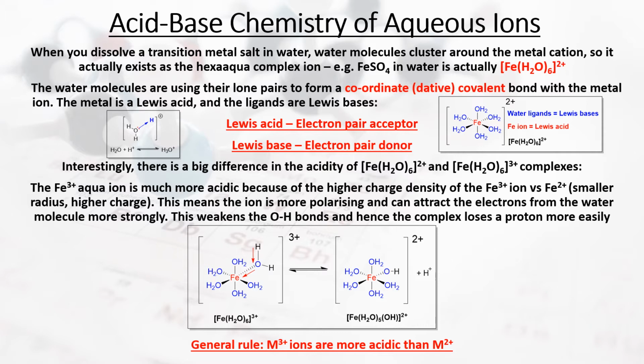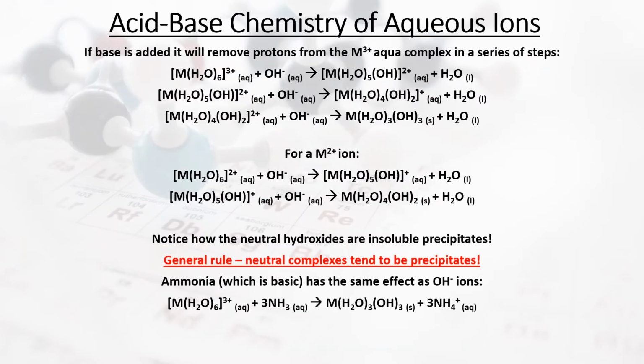And so the general rule for this kind of thing is that if you have a +3 metal ion, it's much more acidic than a +2 metal ion because it's more polarizing because of the higher charge density. And so if I take a base and I add it to a 3+ metal aqua complex, a hexaaqua complex, the base will remove the protons in a series of steps.